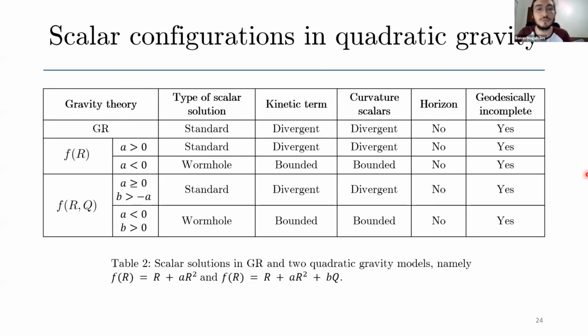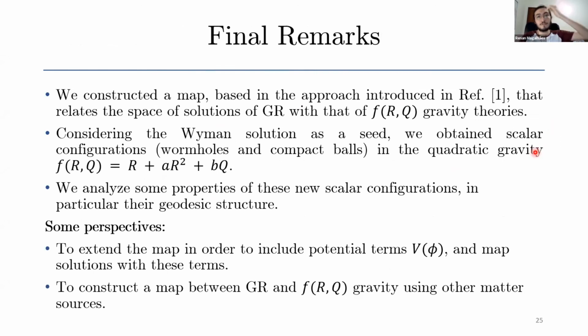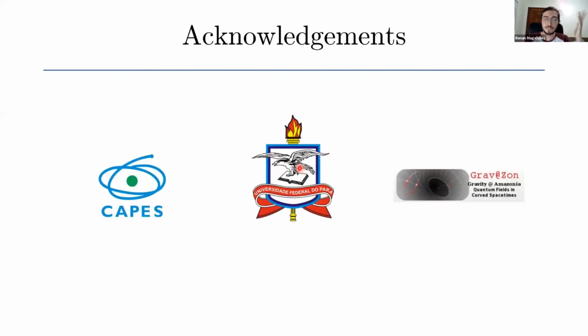Here is a table just to summarize the results. Starting from a general relativity solution with these features, we find standard configurations with divergent kinetic and curvature scalars, and wormhole configurations with bounded kinetic and curvature scalars. Here are some final remarks. We constructed a map, based on a previous approach, to obtain new configurations in f(R,Q). We considered the Wyman solution as a seed, and we obtained scalar configurations: wormholes and compact balls, the standard scalar configurations. Here are some perspectives: we want to extend this mapping procedure to other field configurations. So here are some references, and thank you, everyone.